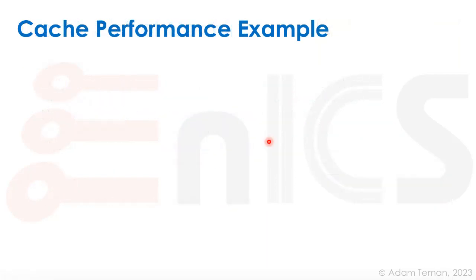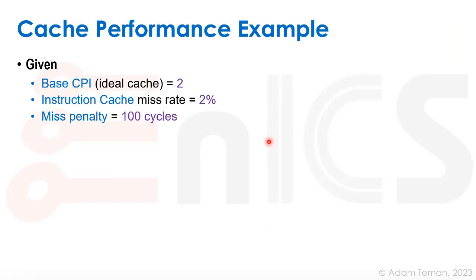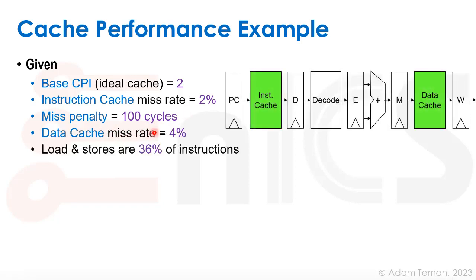So let's take what we have now and look at the basic performance of a cache. Given a base CPI, cycles per instruction, from an ideal cache, let's say it was 2 in whatever architecture we're using. The instruction cache miss rate is 2%, and the miss penalty for missing on any cache access is 100 cycles. The data cache miss rate is given as 4%, a bit higher. And loads and stores are 36% of the instructions.